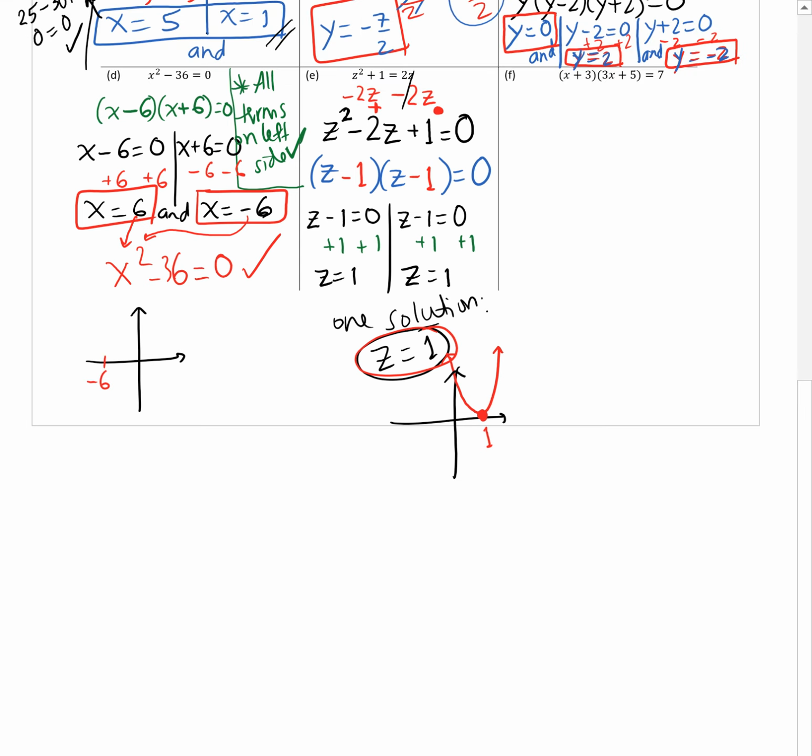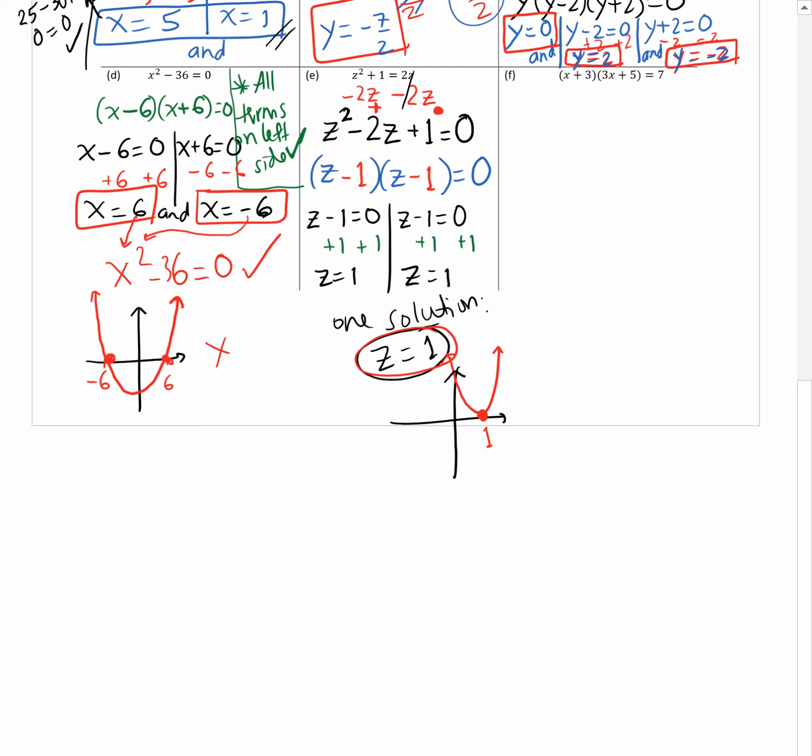There's one of the solutions, negative 6, and the other at the other solution. But it's still a parabola, this shape here. So that's what these really mean if you're going on in math. These will represent the x-intercepts of the graph of these guys.